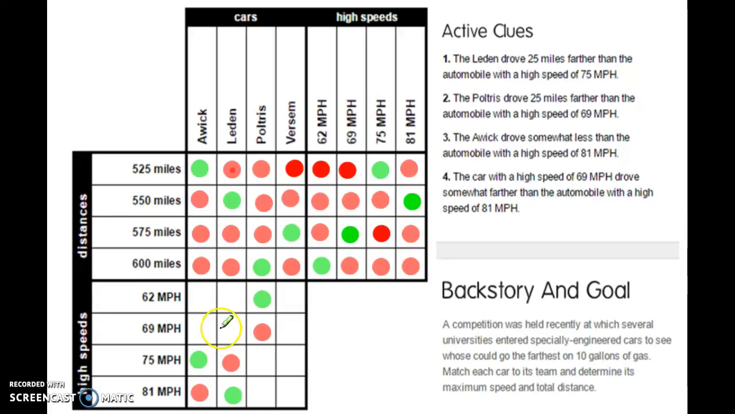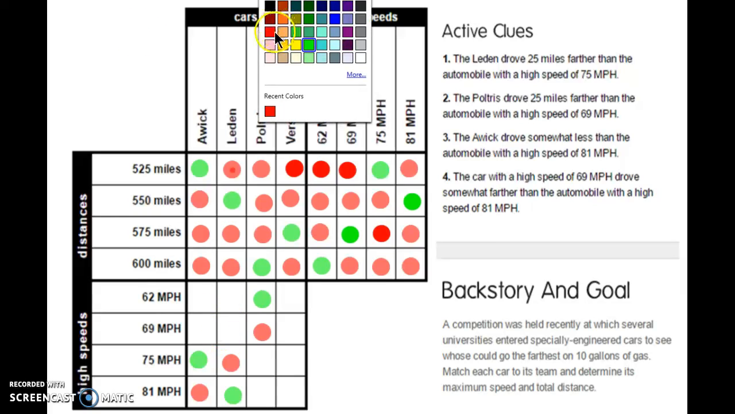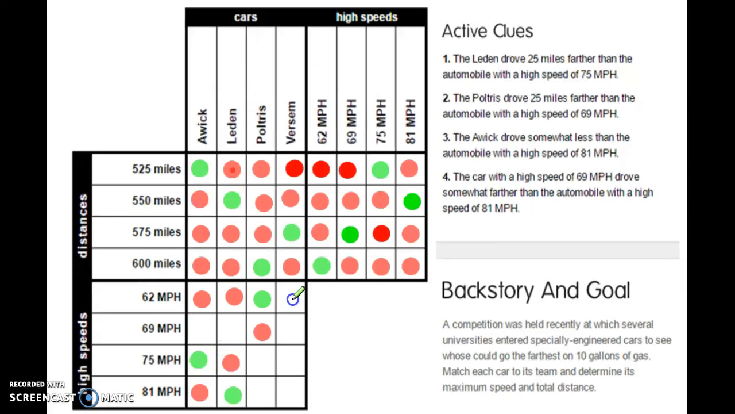And the last one, of course, if we fill in all the reds, these all must be red, and these, and these, and this, and this. Well, then that leaves this one as green, and we can confirm that because if we go to the Versum, it corresponds to 575, and 575 corresponds to 69, which means Versum corresponds to 69.